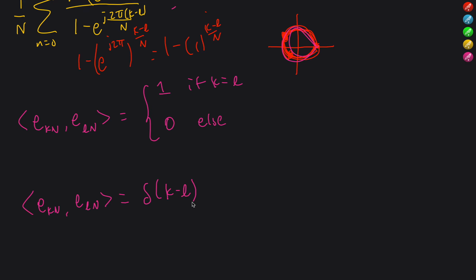What does delta mean? Again, anytime you see delta of something, it's going to have value 1 when the something equals 0. So whenever what's inside equals 0, it becomes 1, and anything else, it becomes 0. So as you can see, with this delta function, when k equals l, we get 1, which makes sense because we said when they're the same, the inner product is 1, and when k is not equal to l, we get 0.